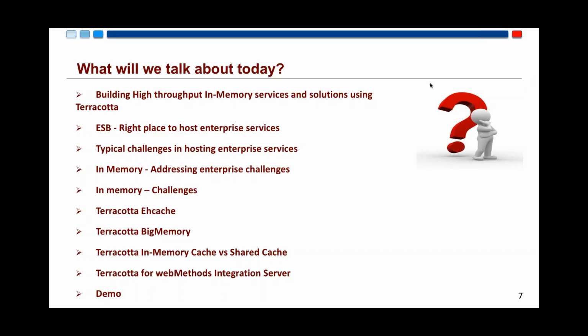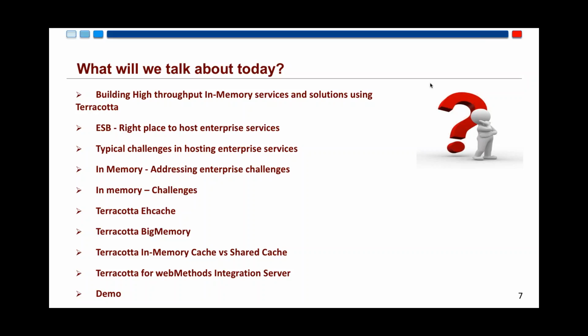Today we are going to discuss building high throughput in-memory services and solutions using Terracotta. We can define throughput as the rate at which requests are processed, or the number of requests processed in a given amount of time, let's say in a second. In-memory solutions and services are used to store data in memory as opposed to file systems, for faster retrieval and to achieve higher throughputs.